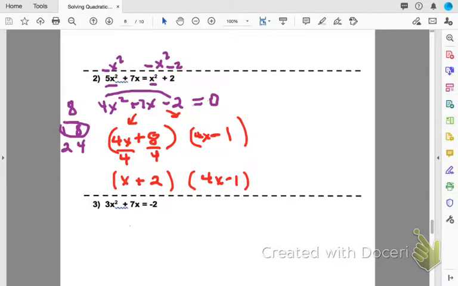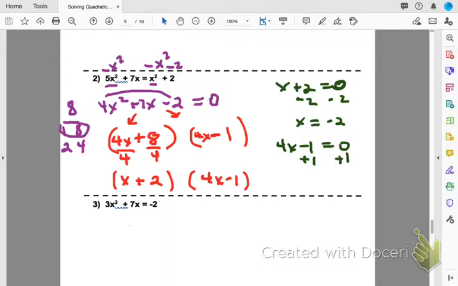So last thing I have to do is solve. I'm going to take my x plus 2 and set it equal to 0. And then I'm going to take my 4x minus 1 and set it equal to 0. I'm going to subtract 2. That's going to give me x is equal to minus 2. And on this other one, I'm going to add 1. So I get 4x is equal to 1. Then I divide by 4. So my other factor is x equals 1 over 4. Okay. Two solutions given. I got 1 over 4, and I've got the negative 2. So these would be my two answers.